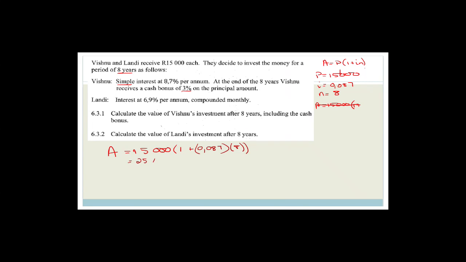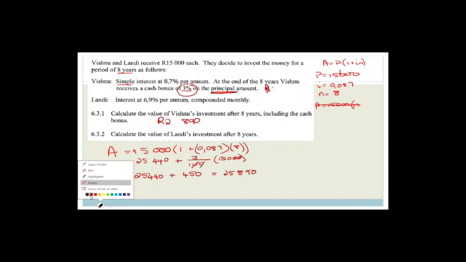So that is 25,440 plus. Now we have to work out 3% of the principal amount. That is 3 out of 100 multiplied by 15,000, so we cancel and end up with 25,440 plus 450, which is 25,890. So Vishnu, at the end of his period, has a total of 25,890. Right, now let's look at Landi's investment.